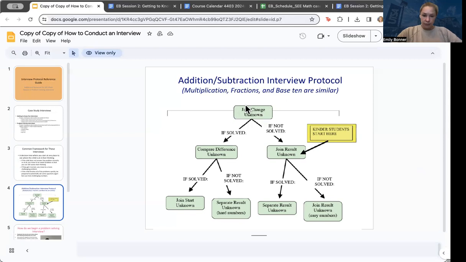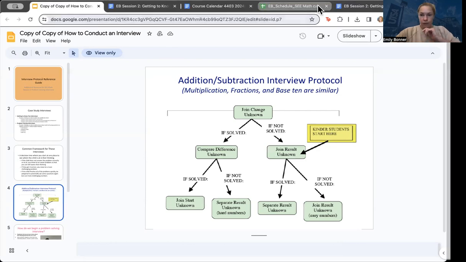You'll notice we're using the language of those CGI problem types we talked about in class a couple of weeks ago. You're going to start with the join, change, unknown problem, which is on the sheet. I'm going to show you in just a minute. If they solve it, you go one way. If they don't solve it, you go the other way. Kinder students have the option of starting here just because it will be easier, and you'll have to make that determination based on how your student's doing. You can also always just start here to see what they do, and if they don't solve it correctly, you're going to be here anyway. So that's your decision tree.